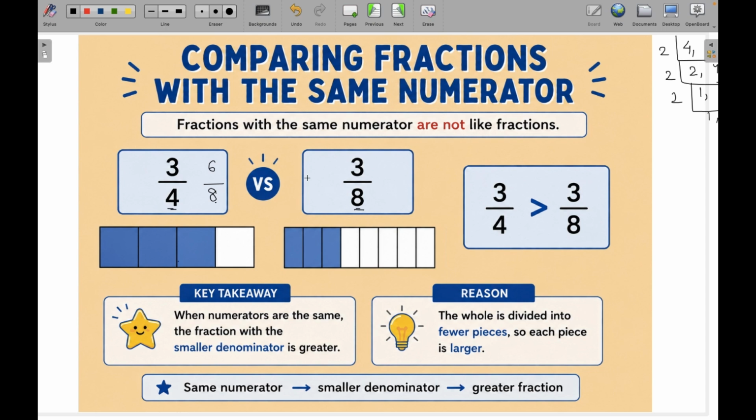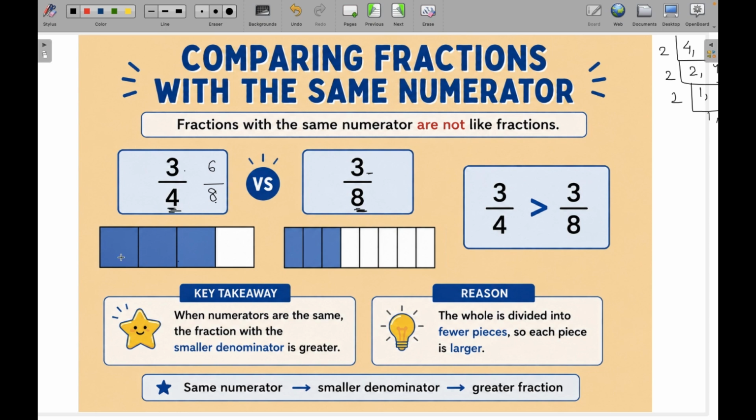Now what is another way? You'll notice a pattern in this case. What pattern do you notice? Although they have different denominators, so they are unlike fractions, their numerators are the same. So when we have such a case, we don't have to compute the LCM and convert them to like fractions. When two fractions have the same numerator, we need to look at their denominators. The fraction which has the smaller denominator is larger in such cases.